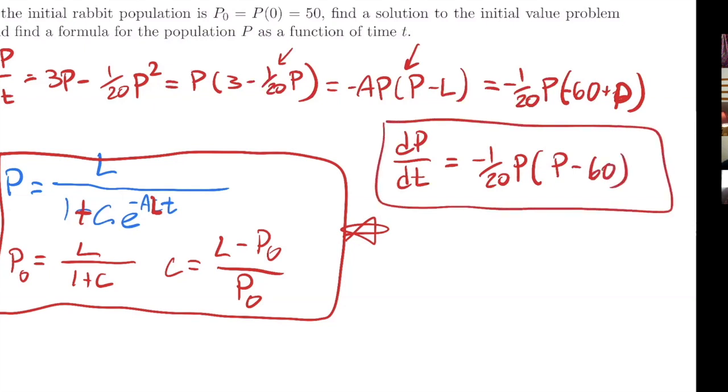So that's what the model would look like when we put it in the standard form that we can use our shortcut to find the solution. So here we've got that A is 1/20 and L is 60.